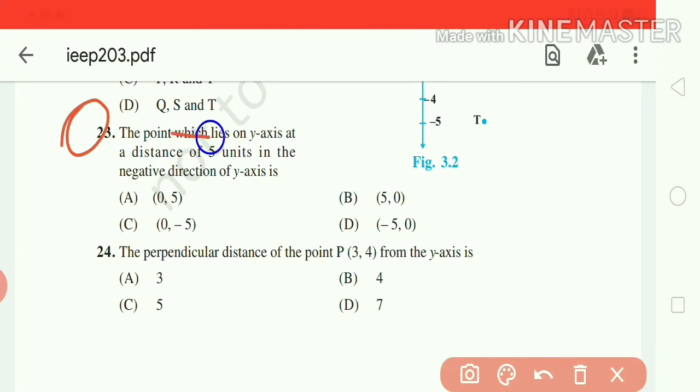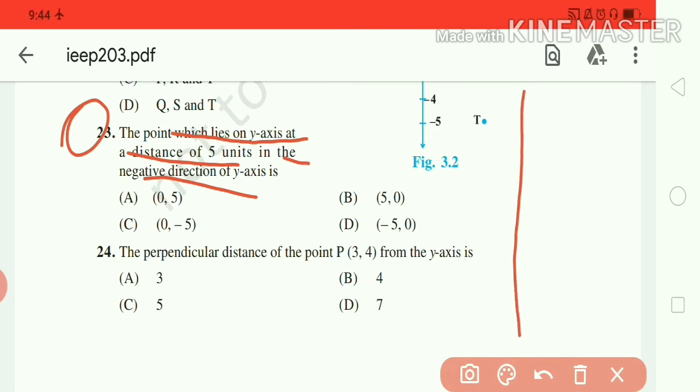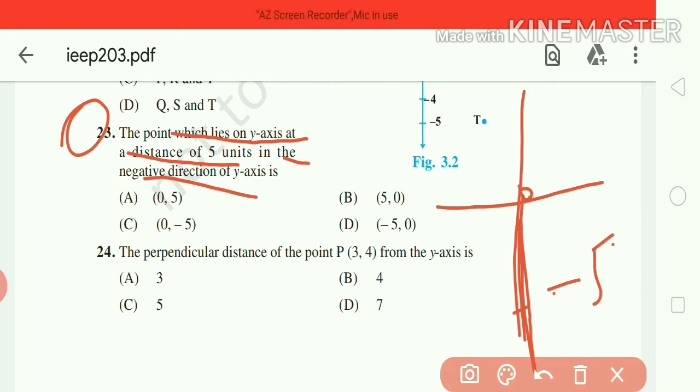Now come to question number 23. The point which lies on the y-axis at a distance of 5 units in the negative direction of the y-axis is. So if the point lies on the y-axis, on the negative side, at -5, then x will be 0. So it will be (0, -5), right?